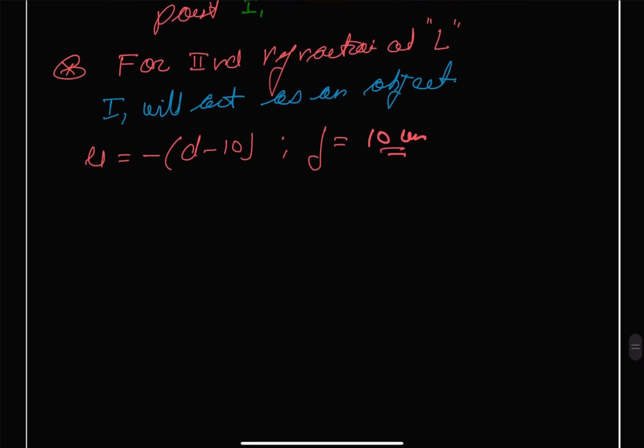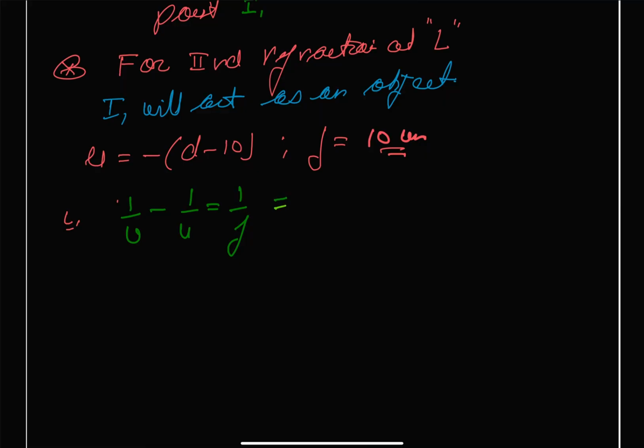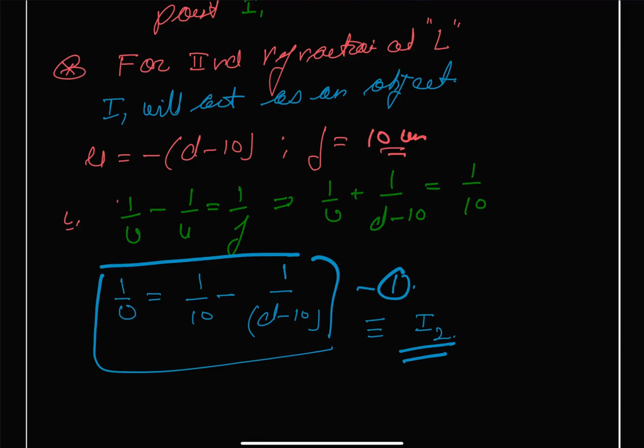So we can say that 1 upon v minus 1 upon u is equal to 1 upon f. 1 upon v minus 1 upon minus (d minus 10) is equal to 1 upon 10. This gives us 1 upon v is equal to 1 upon 10 minus 1 upon (d minus 10). Let us call this equation number 1. Now let us suppose this image is called I2. Now this I2 image will be acting as an object for M2. And it is said that the object and the image, because of M2, should be coinciding with S.